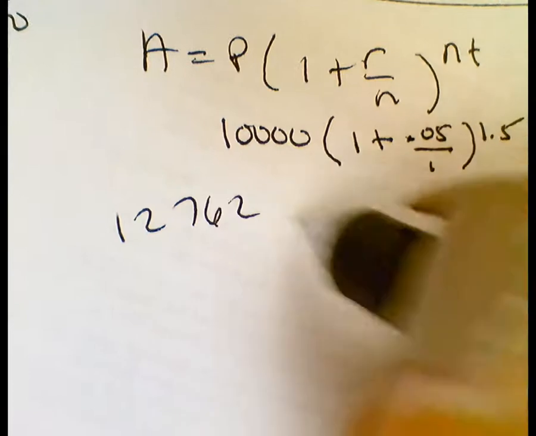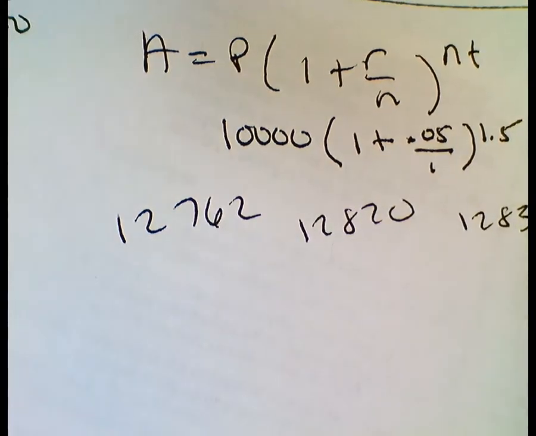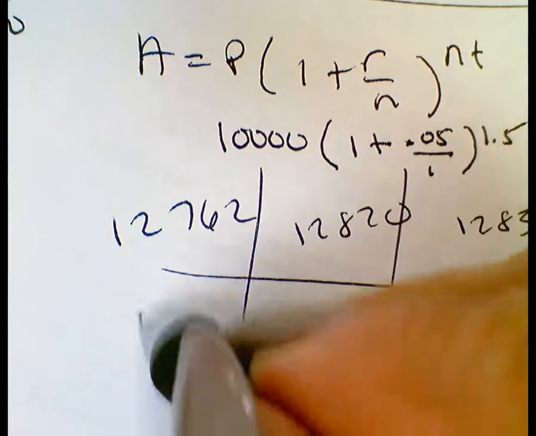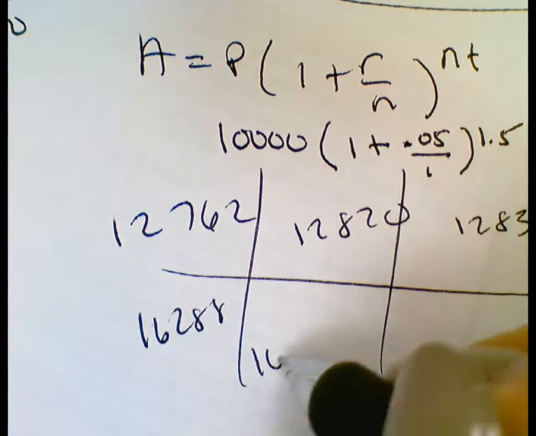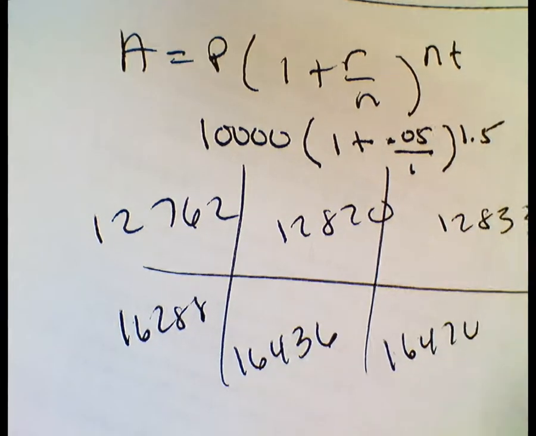The chart for 15, I should probably write this down for people that are just looking at the paper. 12762, 12820, 12833, 12838. That was the first part of the chart. And then 16288, 16436, 16470, and 16483. So those people that are looking at the paper, that was the chart answers.